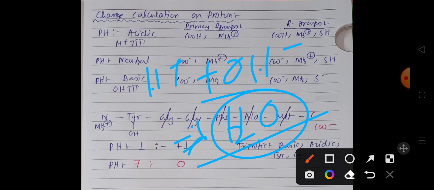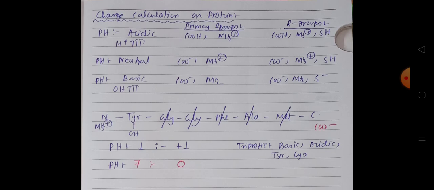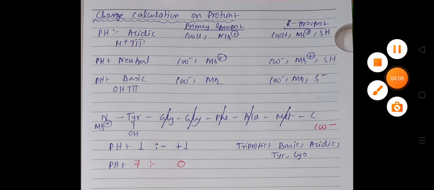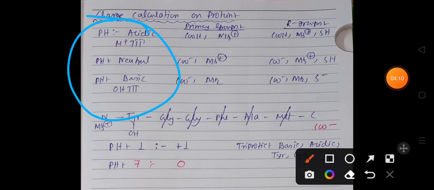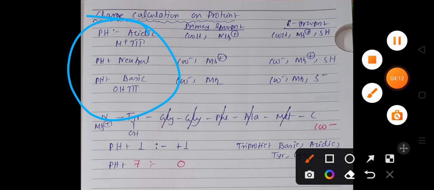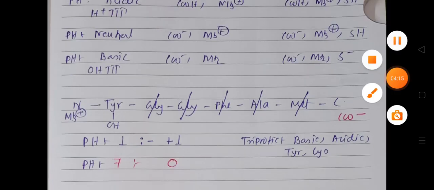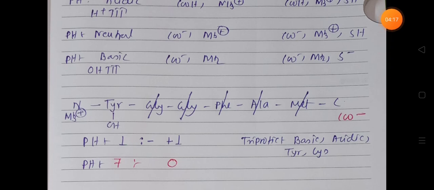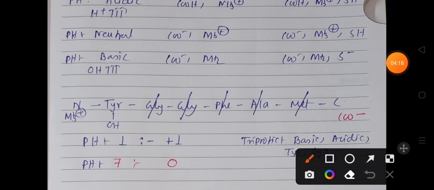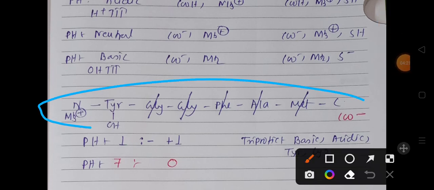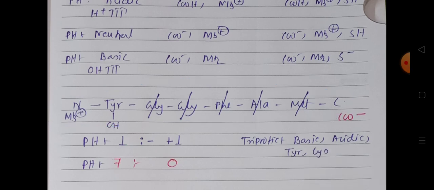So that is the idea of how the charge of amino acids as well as protein varies depending upon the pH of the solution where it is present. Now here we are taking an example which is this one. So now understand it very carefully how I am going to solve it.